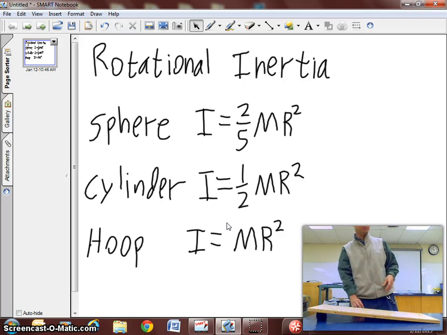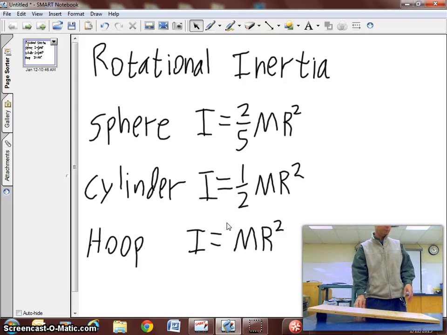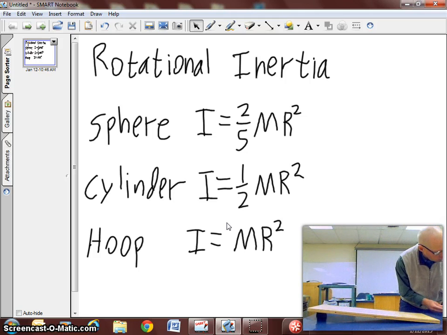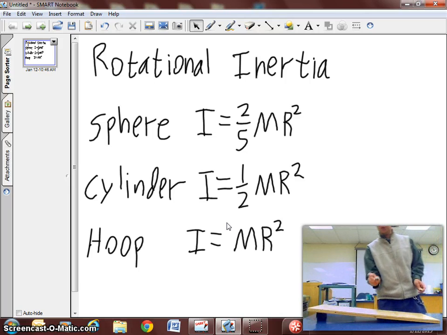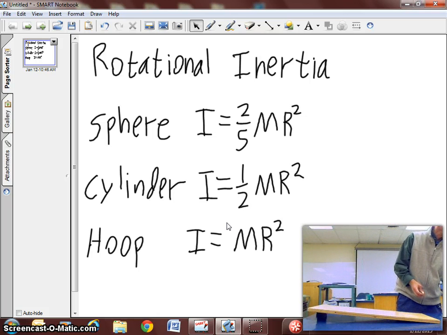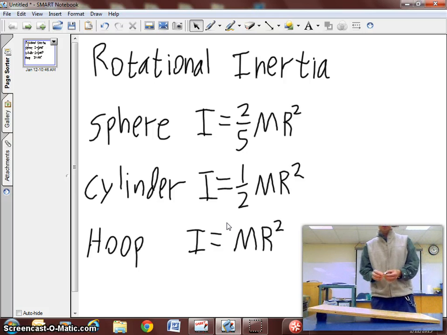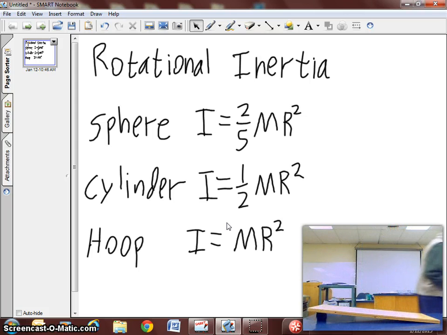Why is that true? Well, the sphere has the most concentration of its mass relative to its axis of rotation. Because of that, the relative resistance will be the least, and it will roll the fastest down the incline. For the cylinder, it is in between. It has more mass away from the axis of rotation compared to the sphere.